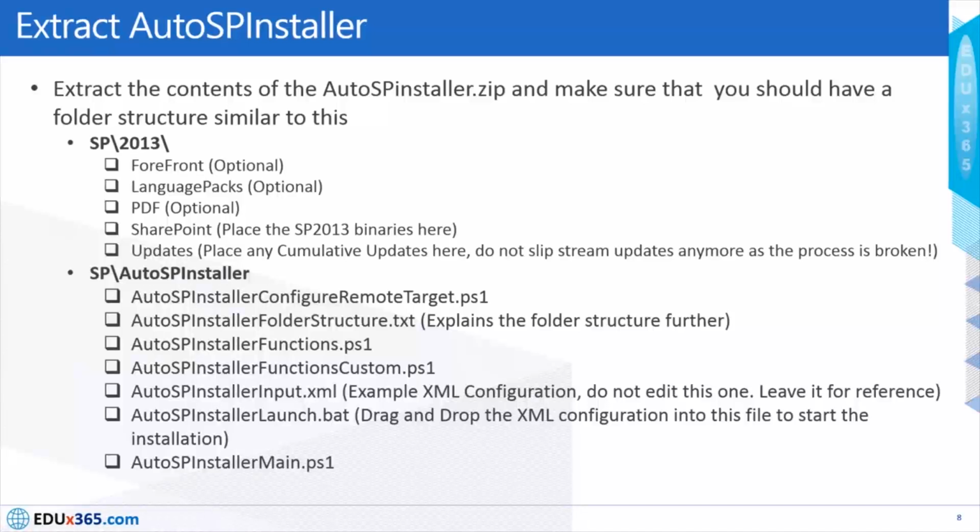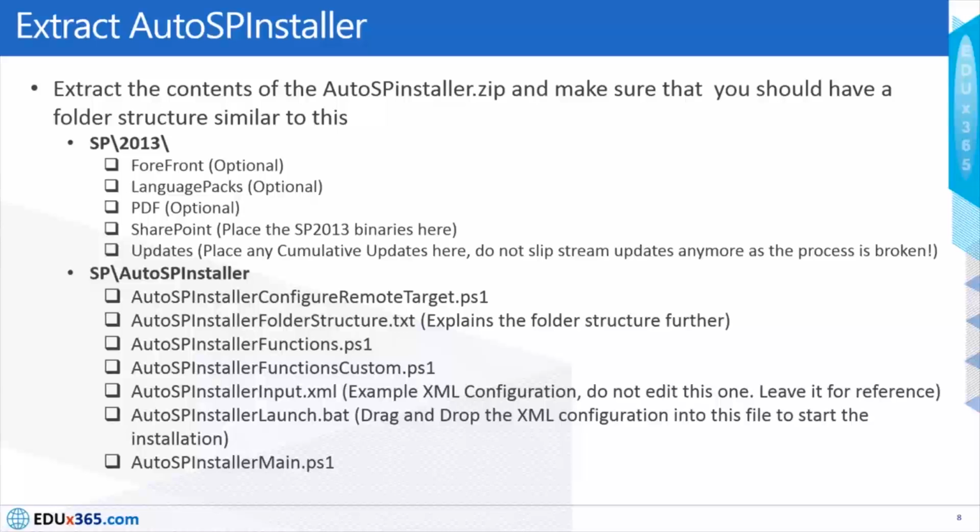The bottom three, especially the second last and the third last, are the key ones. Let me just point that out. This XML file, you have to create a copy of that and update it with your farm topology configuration details. Once you're ready, you simply drag and drop it on this batch file and your installation will start on that server. Then you continue the installation, or the same drag and drop, on another box, depending upon the number of servers you're adding in the topology.